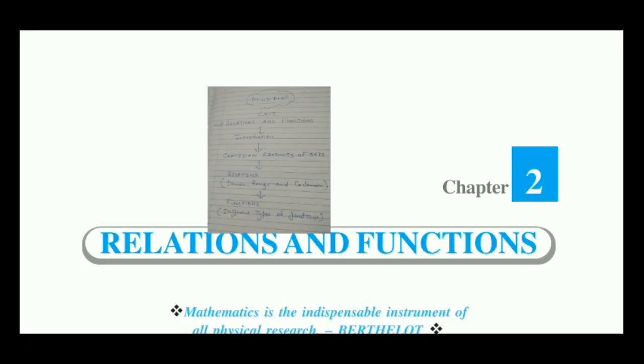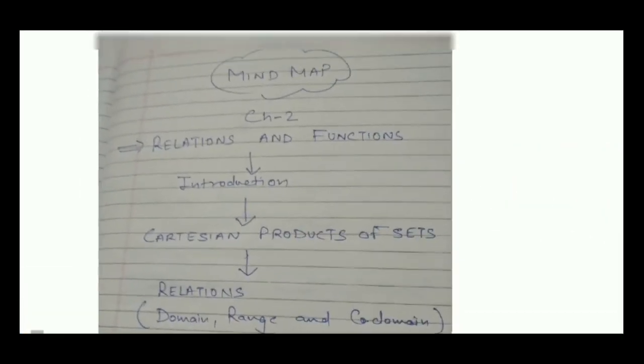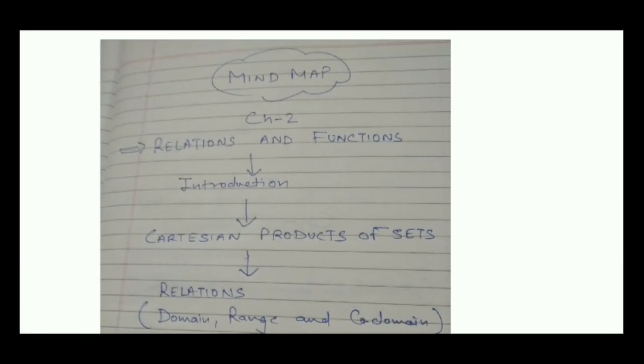In this video we will discuss chapter 2, and the name of the chapter is Relations and Functions. Before starting this chapter, we will see the mind map of this chapter, and you can see it very clearly. In the first step we will discuss the introduction, then Cartesian products of sets.